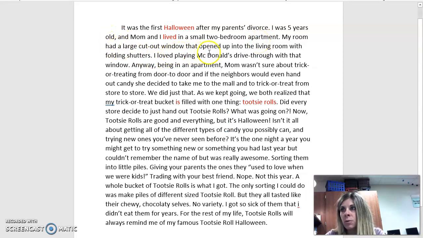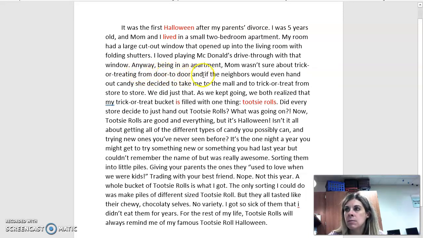My room had a large cutout window that opened in the living room. I love playing McDonald's drive-thru. McDonald's is capitalized because it's the name of a restaurant. Being in an apartment, Mom wasn't sure about trick-or-treating from door to door, and if the neighbors would even hand out candy, she decided to take me to the mall and trick-or-treat from store to store. That was a really long sentence. I need to break it up, okay? That's called a run-on, where we've got a really long sentence. We need to add a period in there somewhere and start a new sentence. So let's see where that would make sense.